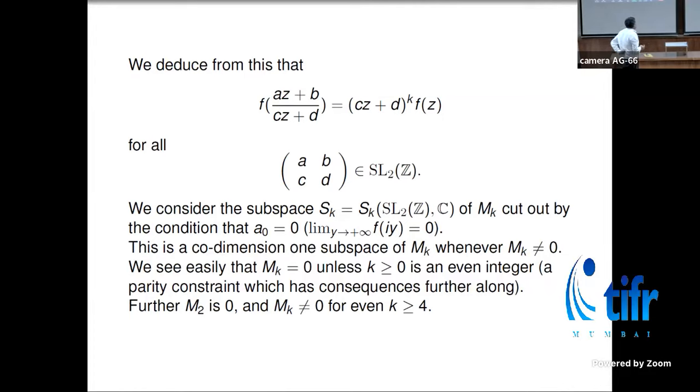And so somehow this M_k is 0 unless k is bigger than or equal to 0 and is an even integer. And whenever k is bigger than or equal to 4 and even, then M_k, the space of weight k modular forms on SL_2(Z), is non-zero. Right, so these are some basic facts about these modular forms. And the fact that M_k vanishes for k odd for the group SL_2(Z) has some consequences in terms of Galois theory. It can account for certain Galois representations. Right, somehow there's a parity constraint on the side of Galois representations.